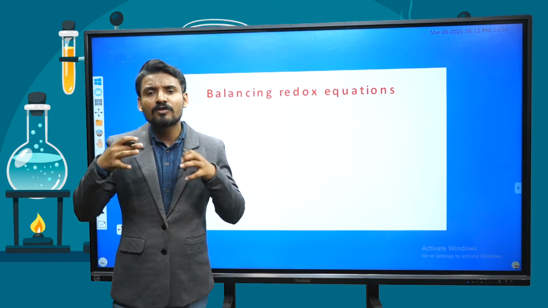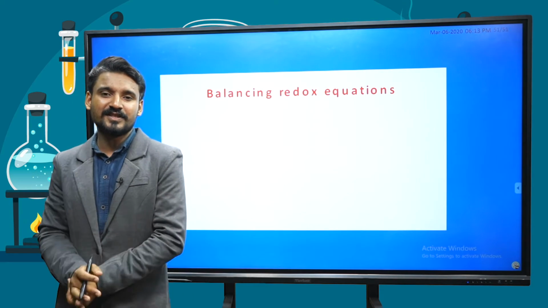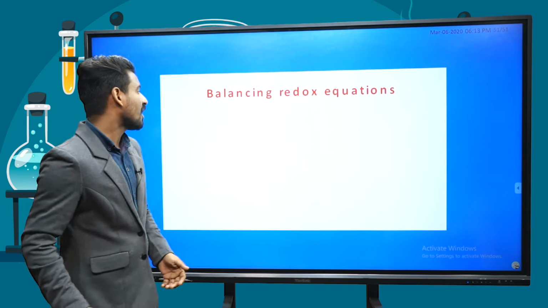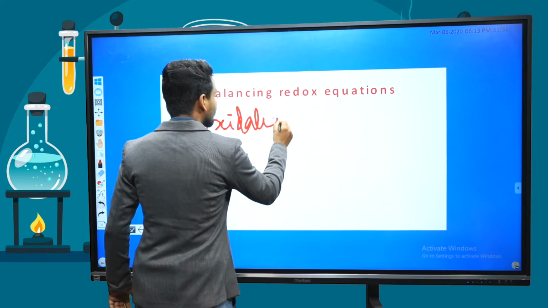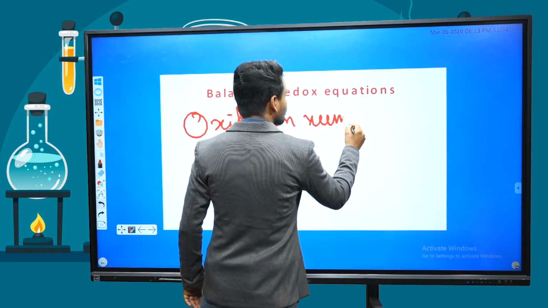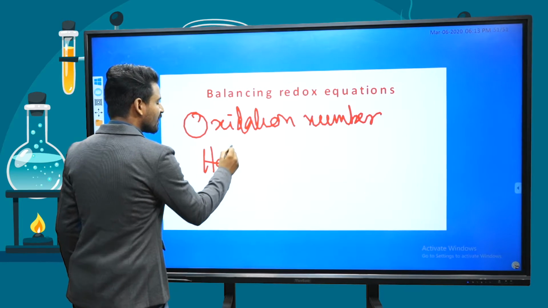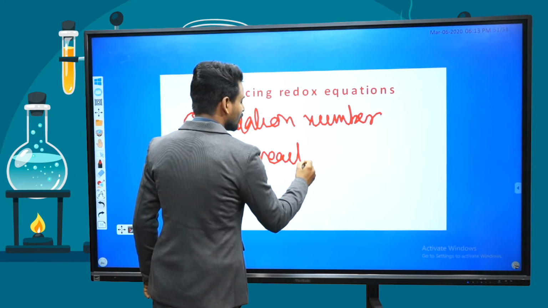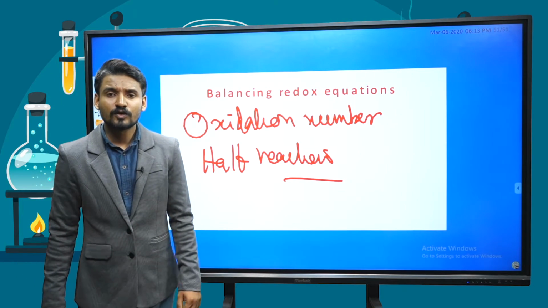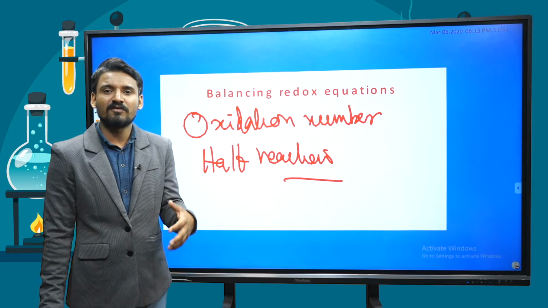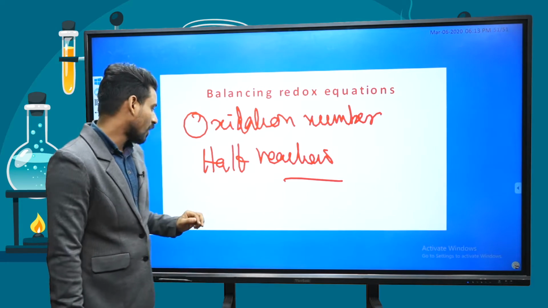If you have a redox reaction, then you can balance it by different strategies. The main 2 strategies are, the first one, the oxidation number method, which can be used for balancing a redox equation. The next one is the half reaction method. So let us discuss these 2 methods. What are the steps in this method? You should analyze whether the reaction is in acidic or basic medium. So let us begin with the oxidation number method.